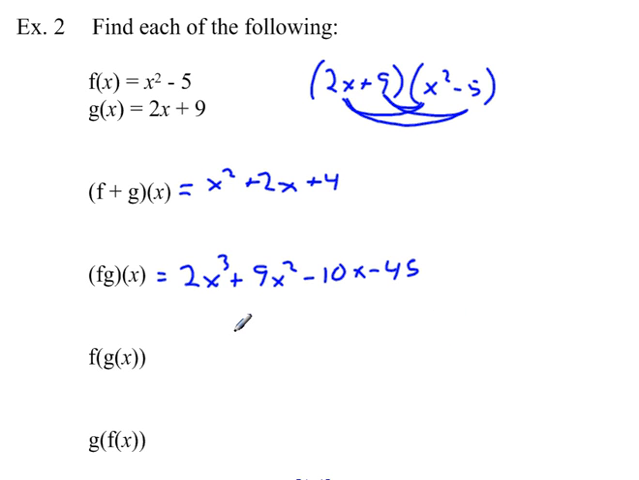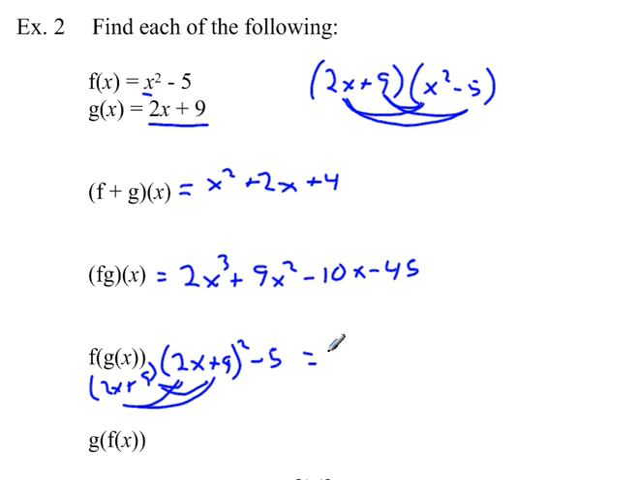Next one, f of g of x. That means we're going to take g of x, plug it into this f function. So instead of writing x squared, I'm going to write all this stuff here squared minus 5. Squared means times itself, so I'm going to write this out again. We're going to distribute here once again. So that'll give us 4x squared plus 18x plus another 18x, so plus 36x plus 81. And don't forget the minus 5. If we combine, we get 4x squared plus 36x plus 76.